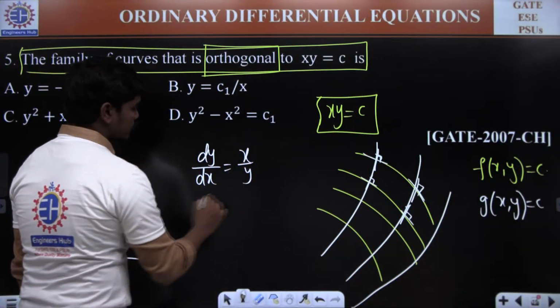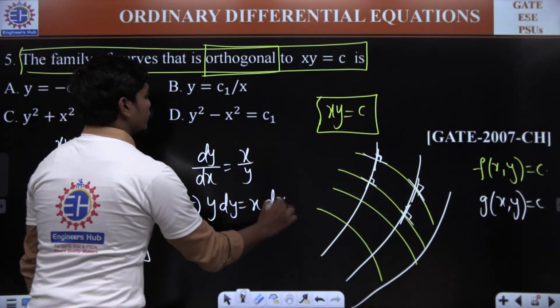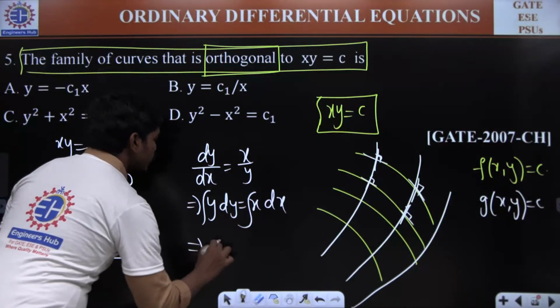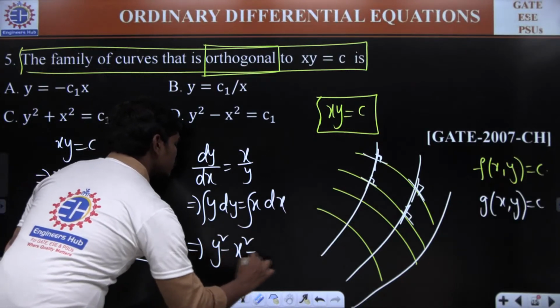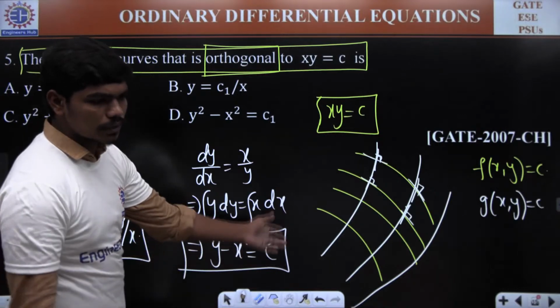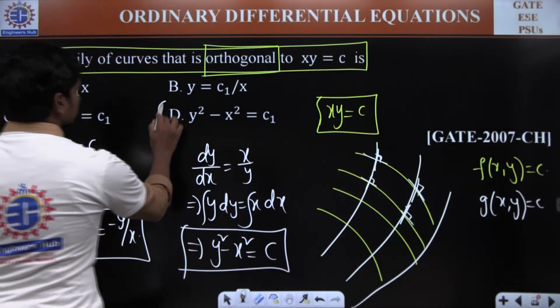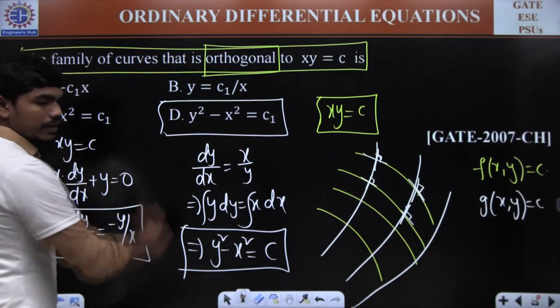Now this is a differential equation which is y dy is equal to x dx. So if you integrate this, this is nothing but y square minus x square is equal to some constant. Okay, of course 2 times of constant, but again the 2 times of constant is also a constant. So y square minus x square is equal to constant. It's given here in option D.